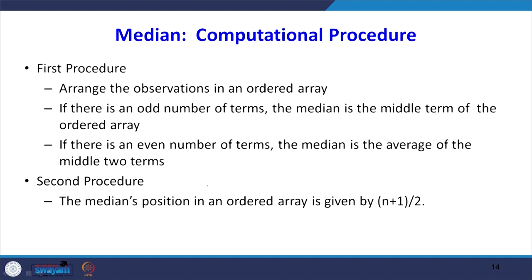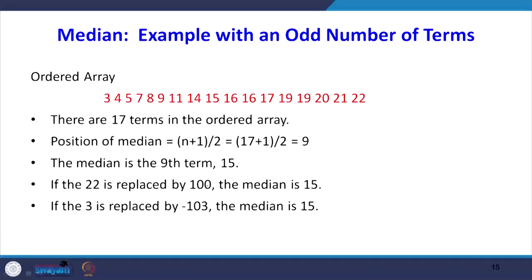Next we will see how to compute median. There are two procedures. First procedure is to arrange the observations in an ordered array. If there is an odd number of items, the median is the middle term of the ordered array. If there is an even number of terms, the median is the average of the middle two terms. Another procedure is that the median's position in an ordered array is given by (n plus 1) divided by 2, where n is the number of data in the set.